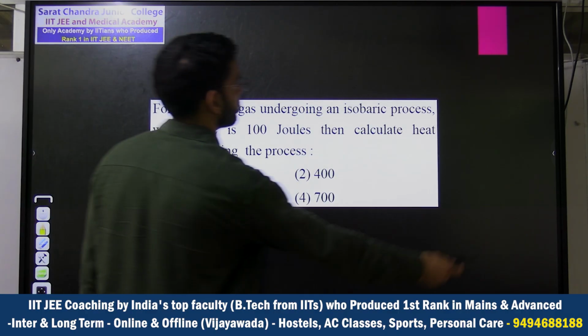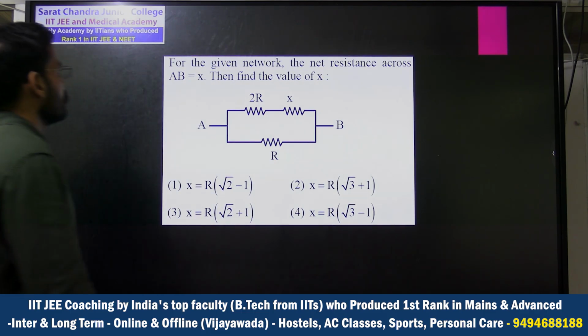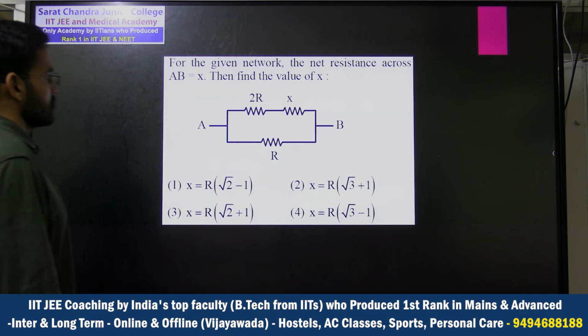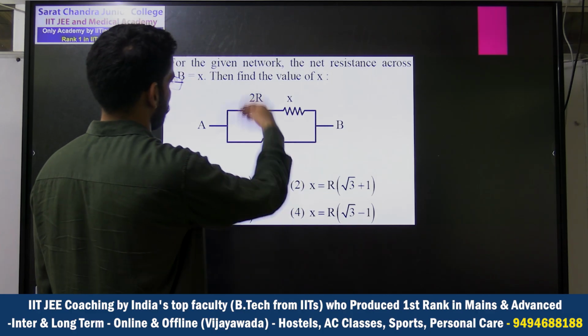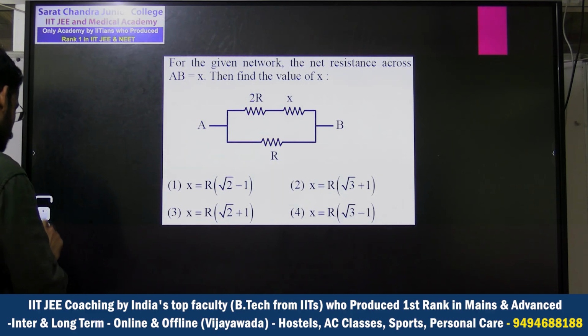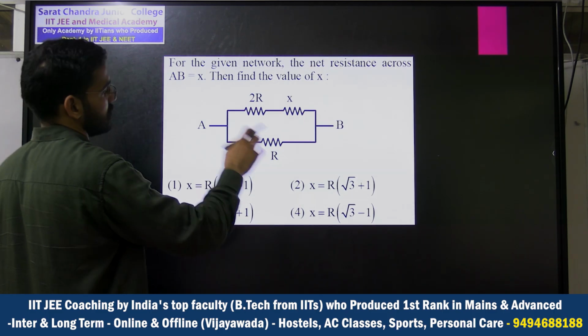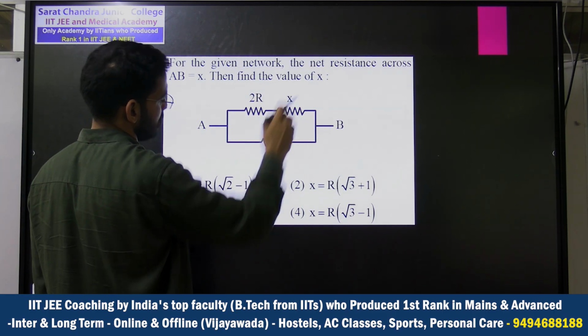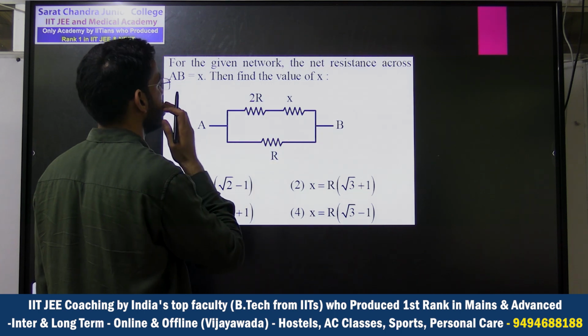Next. For the given network, the net resistance across AB is X. Okay, so X is given, and when you calculate the net resistance, it also comes out as X only. So just one equation and the answer comes. These two are in series, so you can say 2R plus X, and then with this in parallel, the answer should come X only.